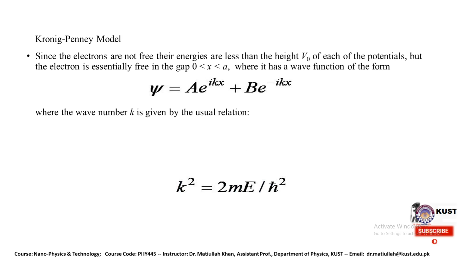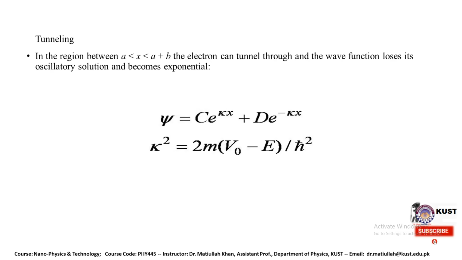The wave function associated with that electron is given as follows. Because the electrons are not free, their energies are less than the height of each of these potentials, but the electron is essentially free in the gap. That is, the gap is 0 to a, where a is the lattice point. Its wave function is ψ = A e^(ikx) + B e^(-ikx), an exponential function. This is like the tunneling effect, just like quantum mechanical tunneling.